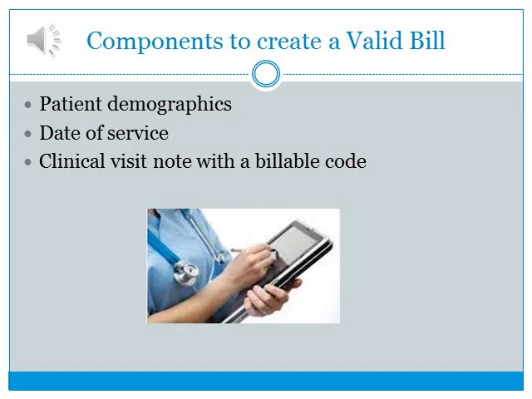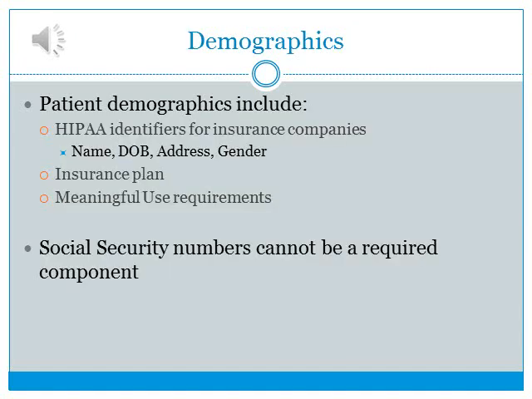Filing a claim requires three things: patient demographics, a date of service, and a clinical visit note with a billable CPT code. Demographic information can serve two purposes. Insurance companies require a specific data set to verify that you have the right patient and it meets HIPAA requirements. This would include the patient's name, address, date of birth, and gender.